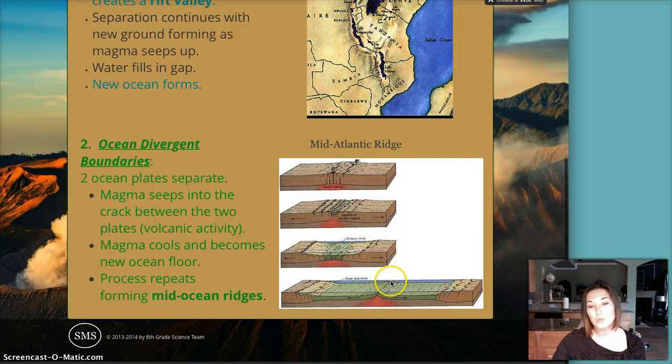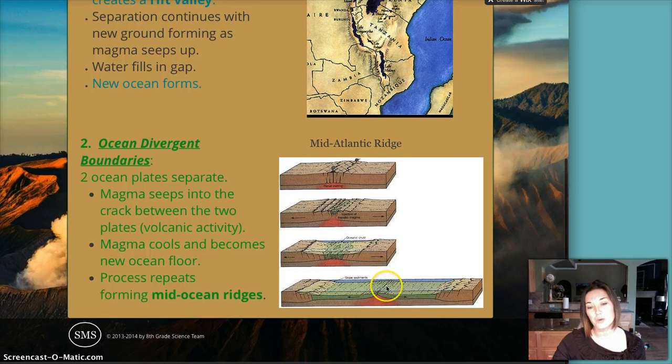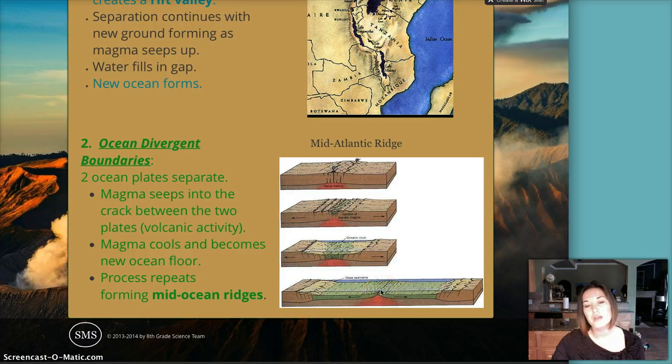Now, the two plates will continue to move apart from one another, but now they're oceanic plates moving away from one another. And right here in the middle is a crustal feature called a mid-ocean ridge that forms when the magma comes up and seeps through the crack that forms as these two plates are moving apart from one another, and that's what forms the new ocean floor.